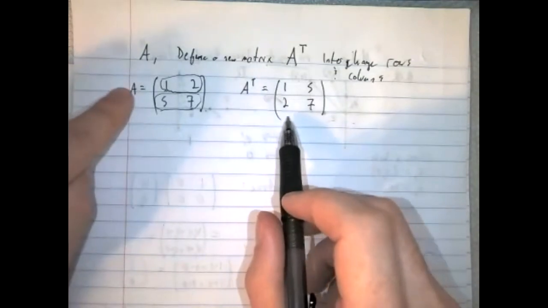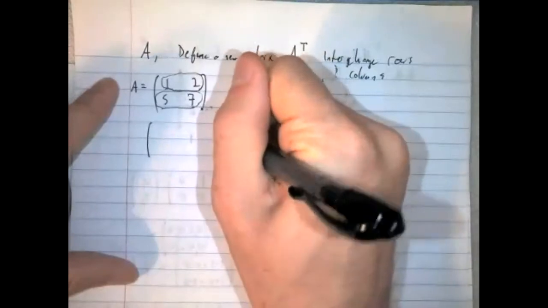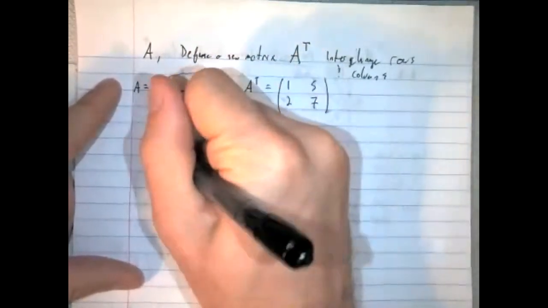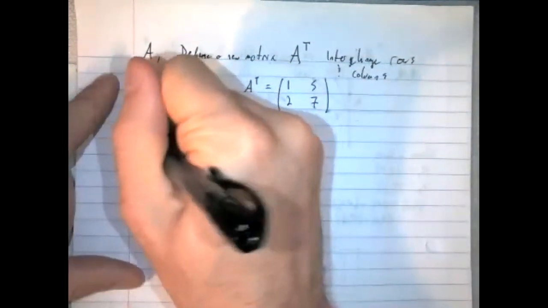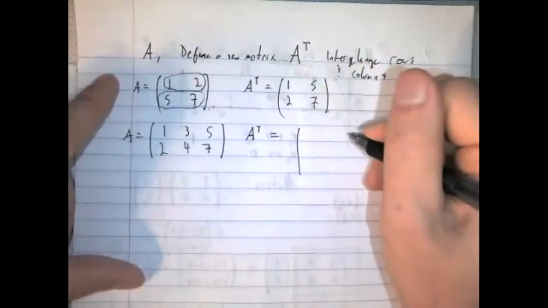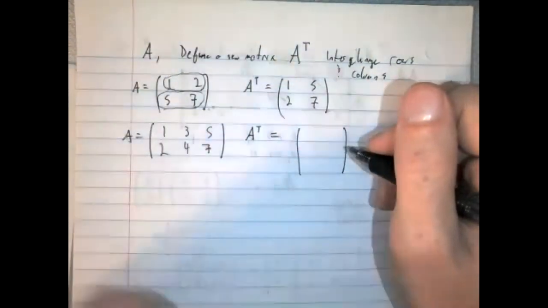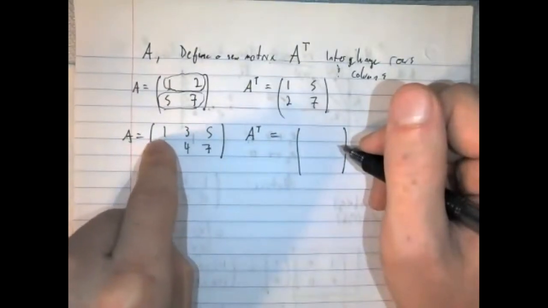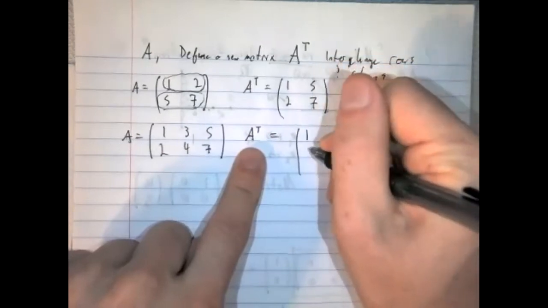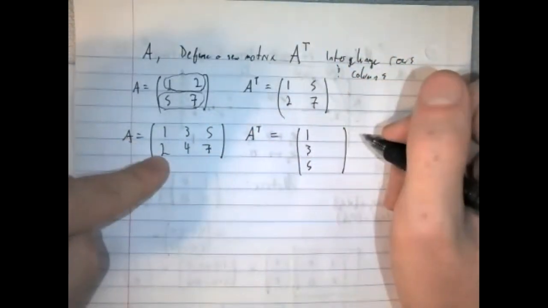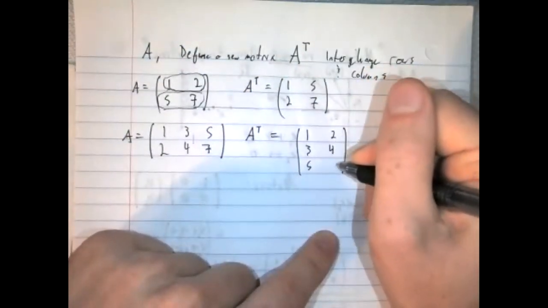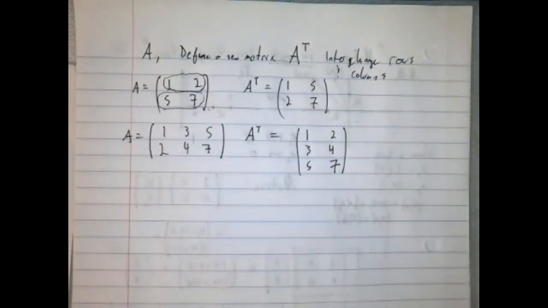That's how you can think of the transpose for square matrices, but of course not all matrices need to be square. So if I have the matrix 1, 3, 5, and 2, 4, 7, then the transpose, A transpose, is going to be equal to, well, I just flip the columns and rows. So now the first row, 1, 3, 5 of A, becomes the first column of A transpose, 1, 3, 5. And the second row becomes the second column. Okay? Any questions about this? No? Okay.